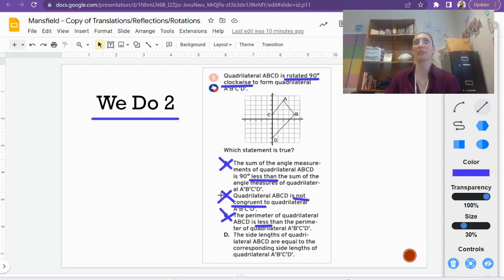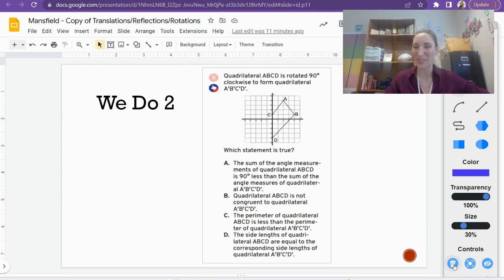Let me see D. Hopefully D is right, and I have at least one right. The side lengths of quadrilateral ABCD are equal to the corresponding side lengths of quadrilateral A prime, B prime, C prime, D prime. Yes, they are equal. I love this word equal, right? So D is our correct answer. All this reading to look for the word equal. Oh, for crying out loud.